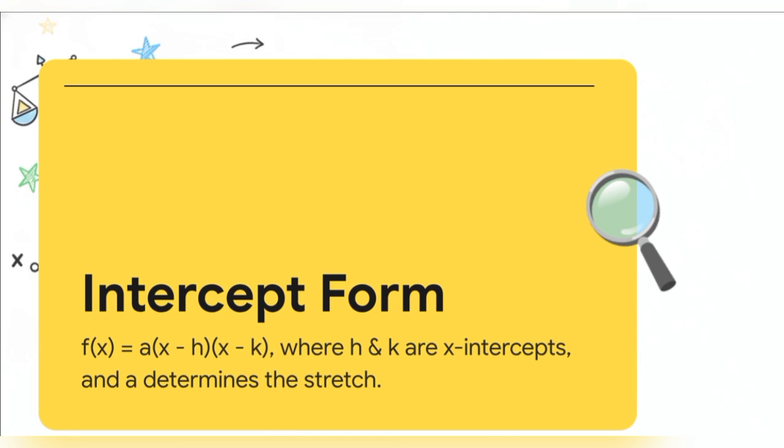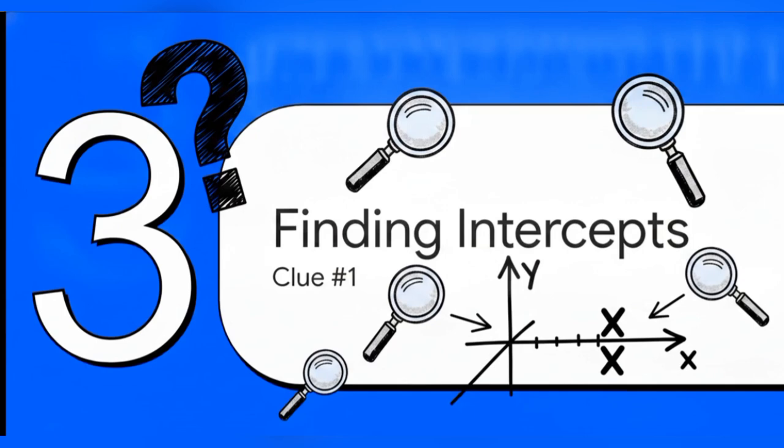The letters h and k represent the exact spots where our graph crosses the horizontal x-axis. And that letter a, that's our scaling factor. It tells us whether our curve opens upwards or downwards, and just how wide or narrow it is. So all we have to do is find the numerical values for h, k, and a from the graph to totally crack the case. Which brings us to part 3, clue 1, finding intercepts.